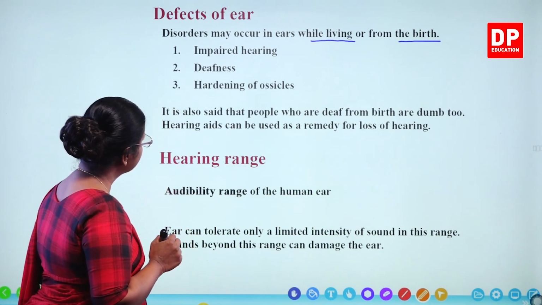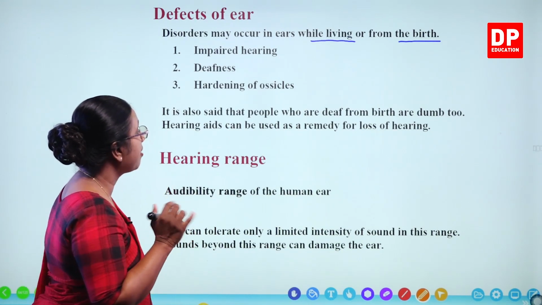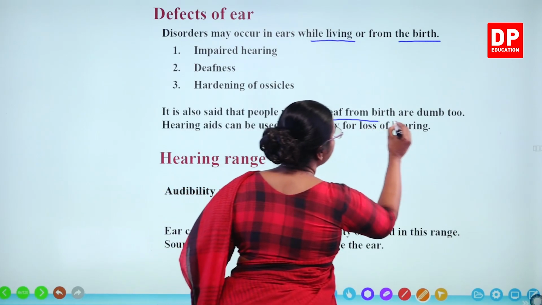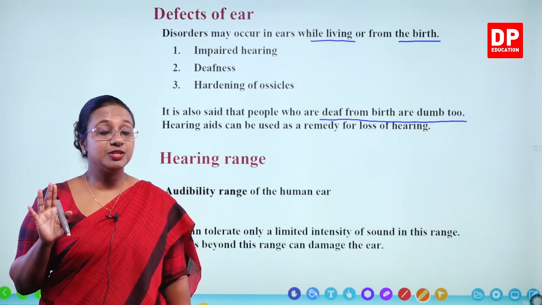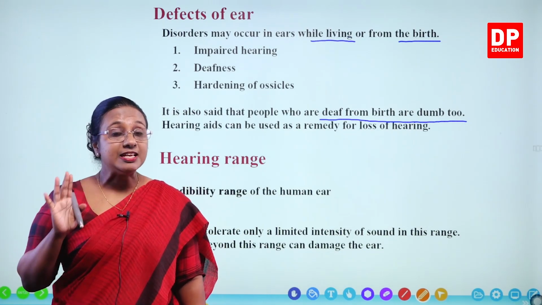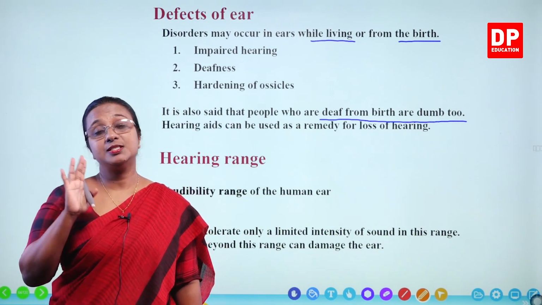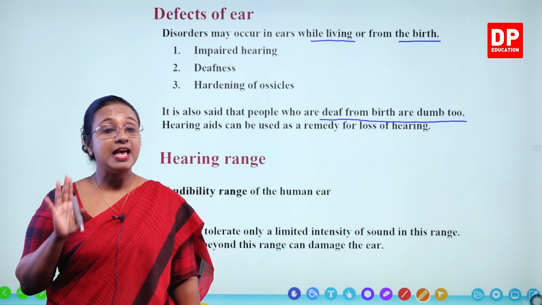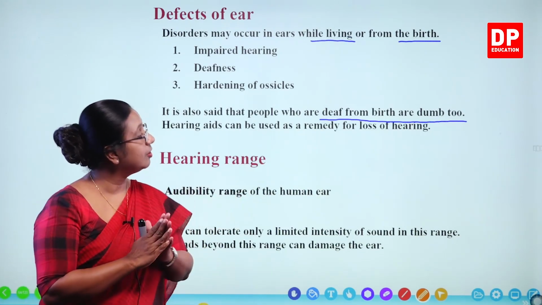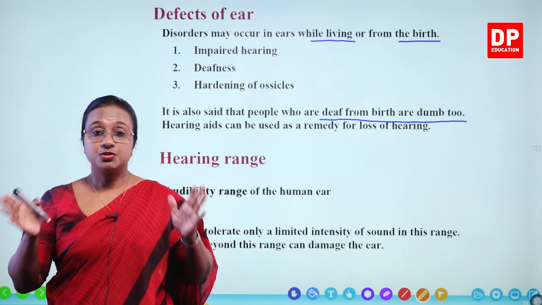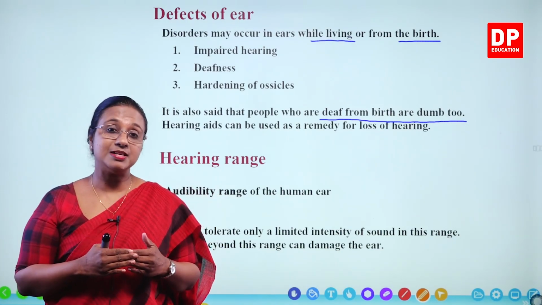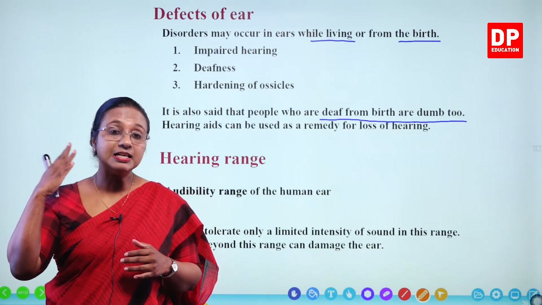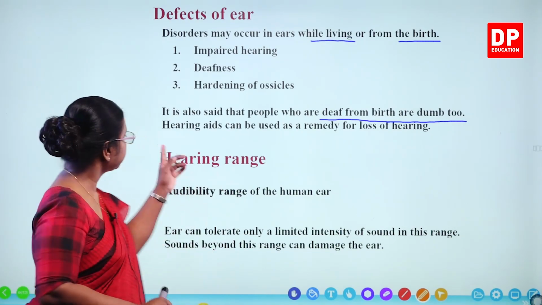It is also said that people who are deaf from birth are dumb too. Now, students, you should be very sympathetic and empathetic towards people who have disorders, and you are familiar with people who are deaf and dumb. Normally when a person is deaf at birth, they can be dumb as well. That means they can't hear and they can't talk.